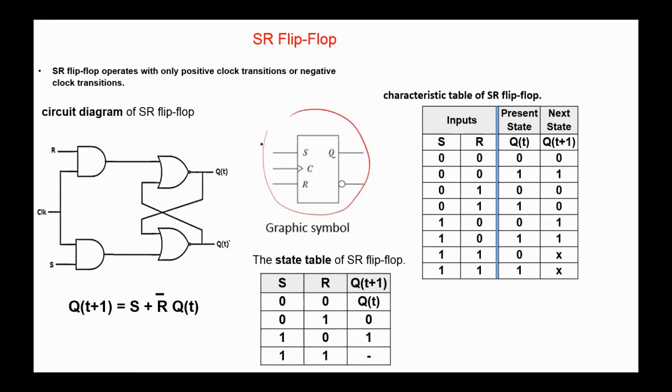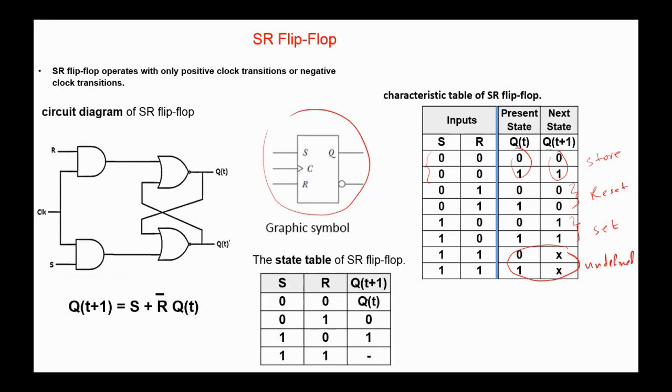and here we have the graphic symbol for the clocked SR flip-flop. And this is the characteristic table for the SR flip-flop. As you see, in 0, 0, we have store, Q of t plus 1 equals Q of t. In 0, 1, reset. In 1, 0, set. And in 1, 1, undefined state. And this is one disadvantage of the SR flip-flop.